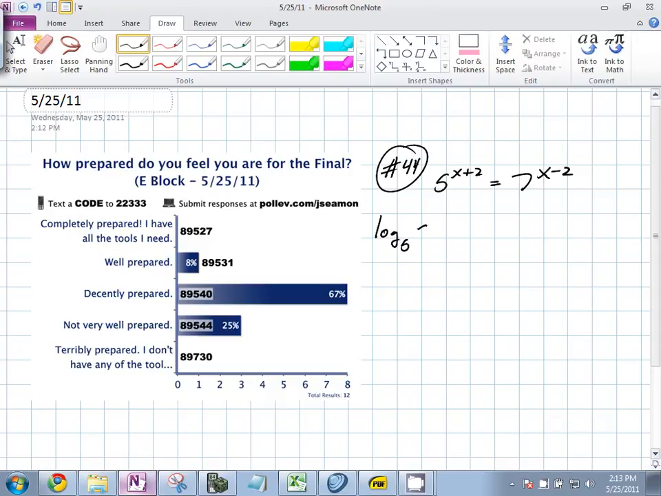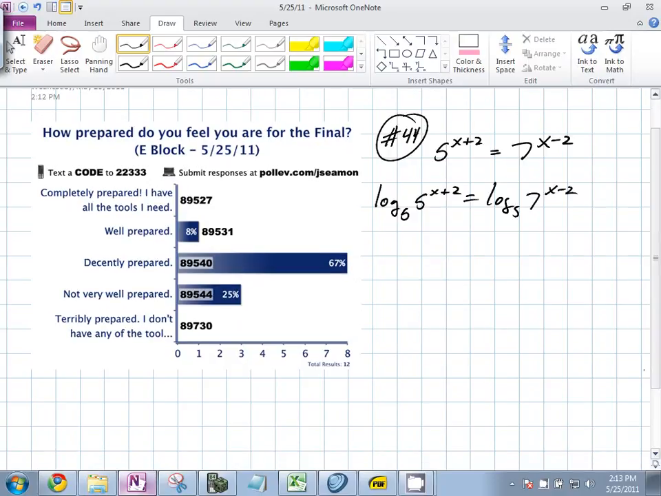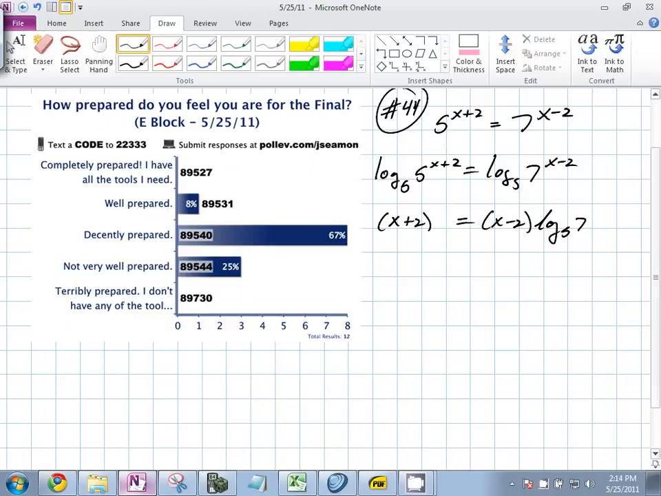Log base 5 of 5 to the x plus 2 equals log base 5 of 7 to the x minus 2. That's correct. Because all your class asked me what to do. It turns into x plus 2 equals x minus 2 log base 5 of 7. That's correct. Now it's just what? Just algebra. That's right. Now it's just algebra. Very good.